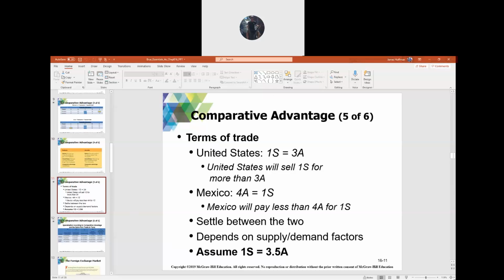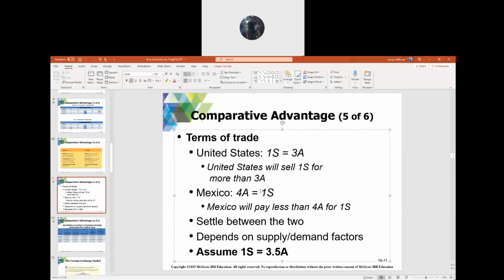Okay, here, a trade that's going to work is 1 unit of soybeans for 3 units of avocados. Oh, sorry, these are the boundaries. Initially, the opportunity cost for the U.S. was 1 soybean, they give up 3 avocados, and the opportunity cost for Mexico was 4 avocados equals 1 soybean. So as long as the trade is in between those two, they're both going to be better off. So domestically, the U.S. can do this, and domestically, Mexico can do this.